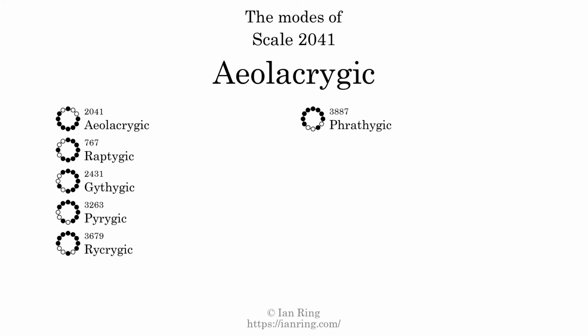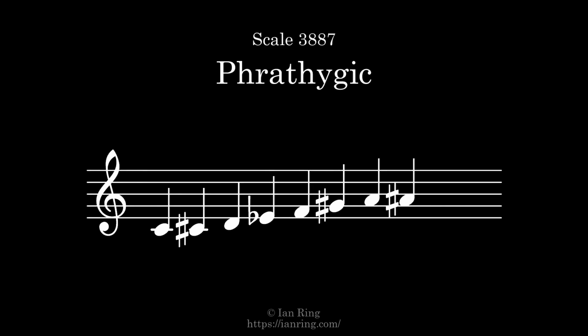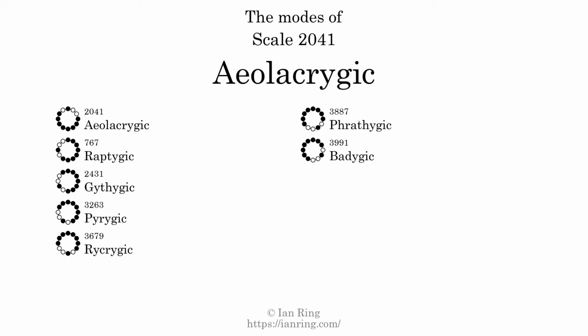The sixth mode is scale 3887, also known as Heteromorphisms. It sounds like this. The seventh mode is scale 3991, also known as pyragic. It sounds like this.